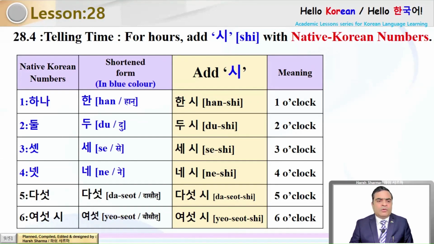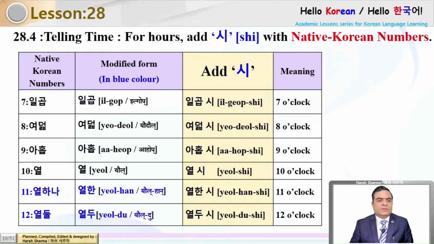Now let's start telling time in Korean for hours. 1 o'clock will be 한 시, 2 o'clock 두 시, 3 o'clock 세 시, 4 o'clock 네 시, 5 o'clock 다섯 시, 6 o'clock 여섯 시. In the same way, 7 o'clock will be 일곱 시, 8 o'clock 여덟 시, 9 o'clock 아홉 시, 10 o'clock 열 시, 11 o'clock 열한 시, 12 o'clock 열두 시. Please memorize this table, 여러분. Now hours are completed and it's time to do some practice.